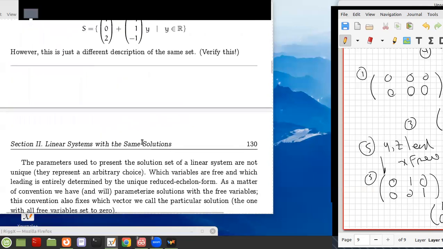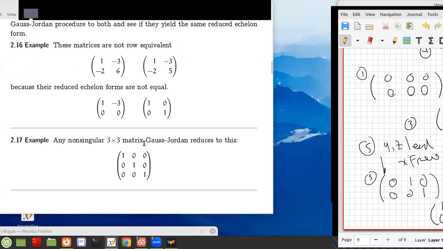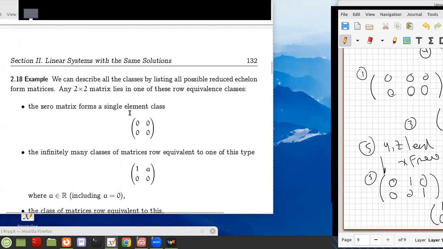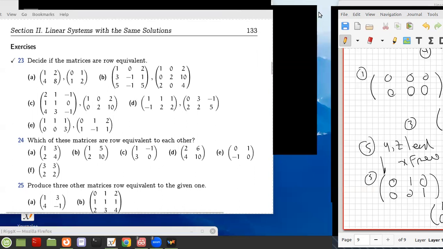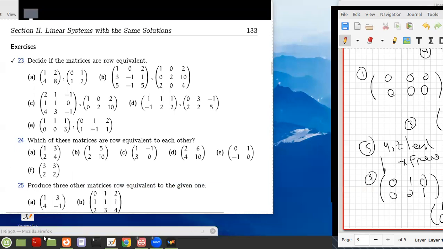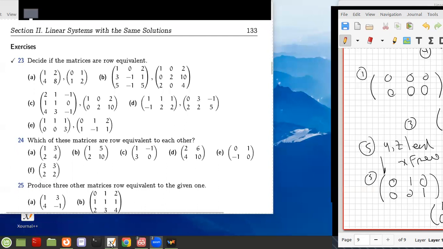Okay, so here's an example. These matrices are not row equivalent because their reduced echelon forms are different. Let's see. Oh, yes, okay, so here. Let's do this problem, not that, I want this.